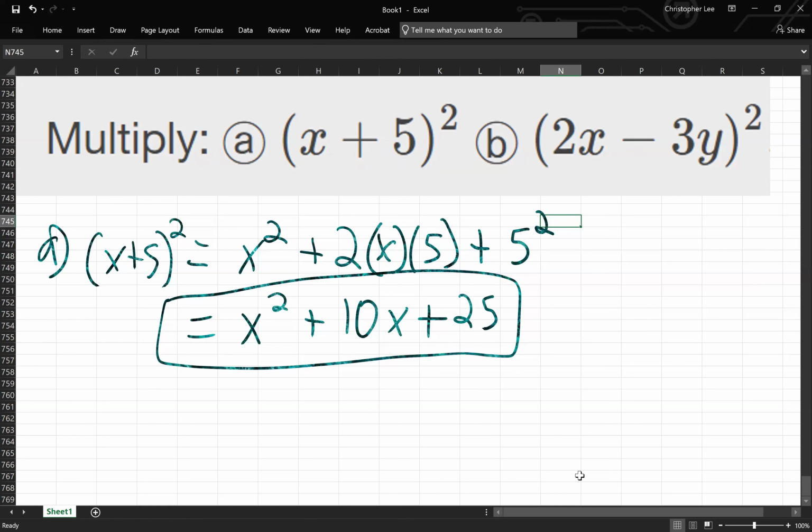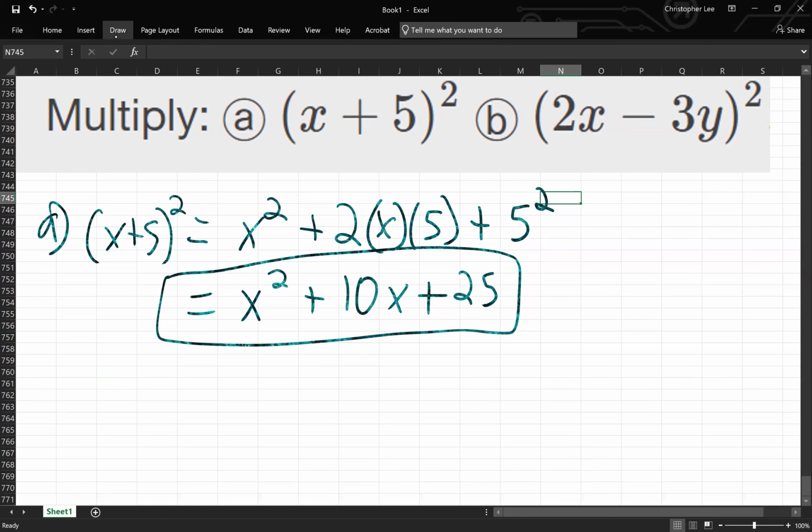The other method, you know how to do that. You put them next to each other, distribute it. Or you put them vertical, you multiply straight up, and then you add them up. All right? Let's look at B.